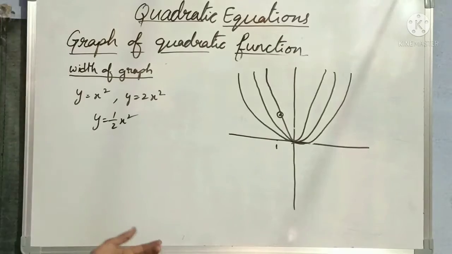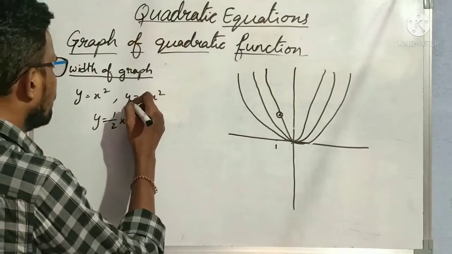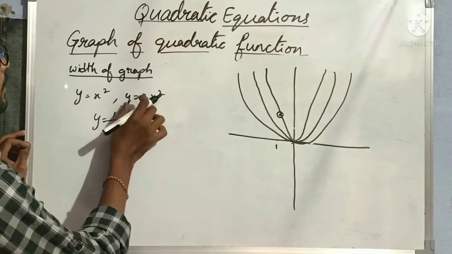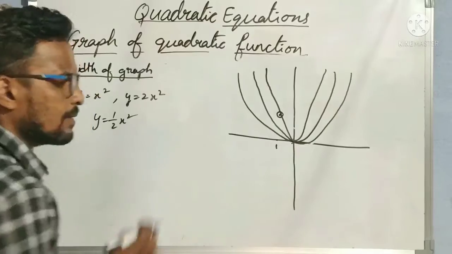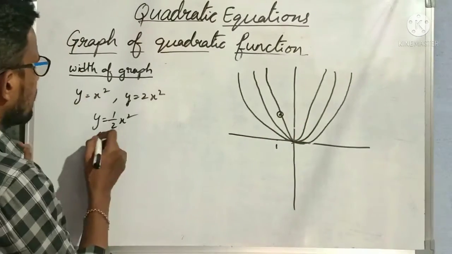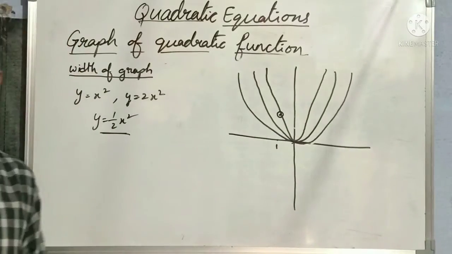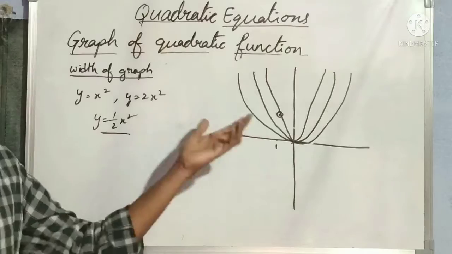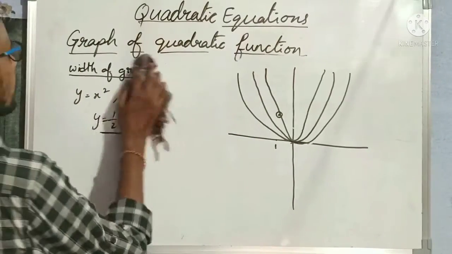So depending on our conditions, if y is equal to 2x square, that means y becomes 2 times x square, then our width will be very less. If y is equal to x square, the width will be normal, but when y is equal to half x square, the width will be more. Understood? So this is how we have to see the width of the graph. Understood? Next, let us see the orientation now.